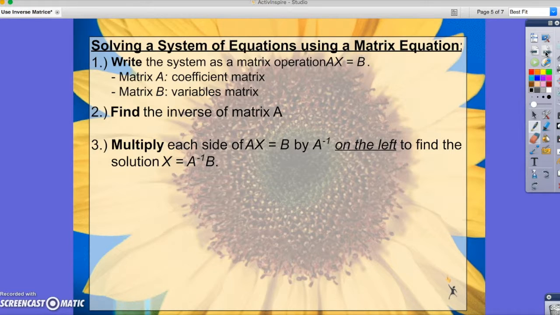Step 1, write the system as a matrix operation, AX equals B. So I don't actually give you the formula or the equation, you have to write it yourself. It's pretty easy though. Matrix A is the coefficient matrix. Matrix B is the variables matrix.